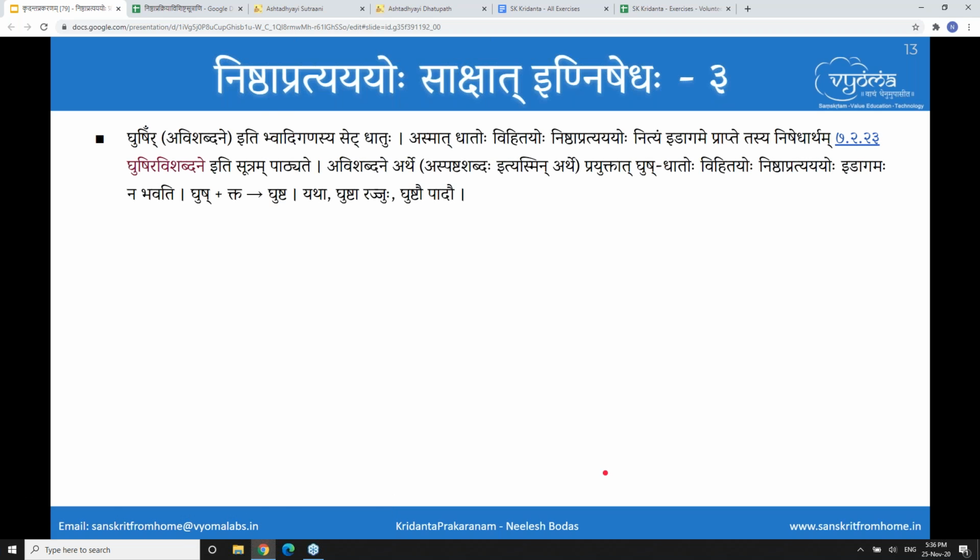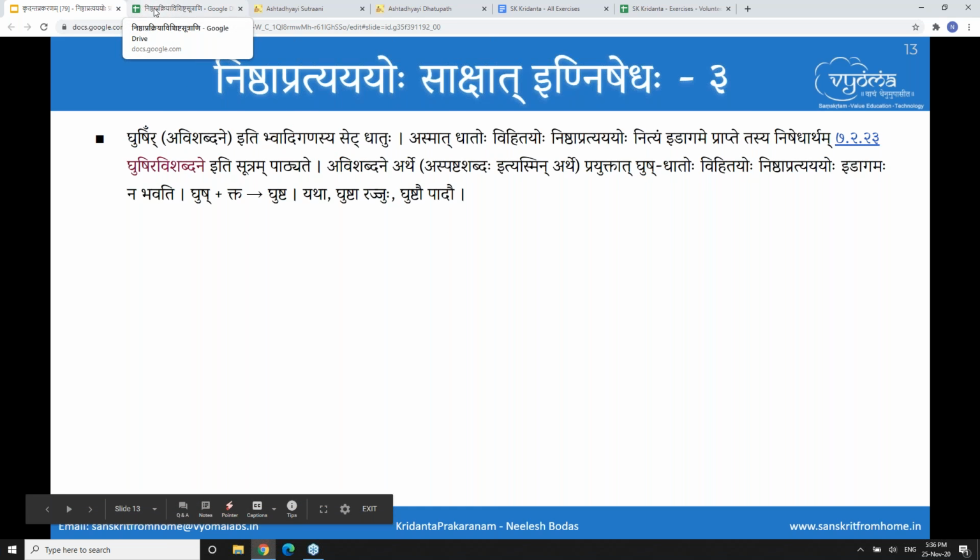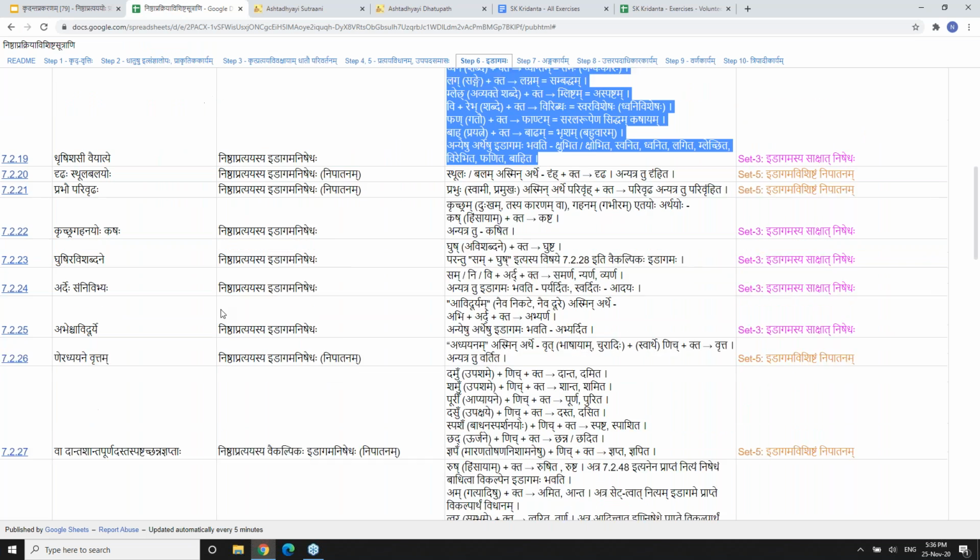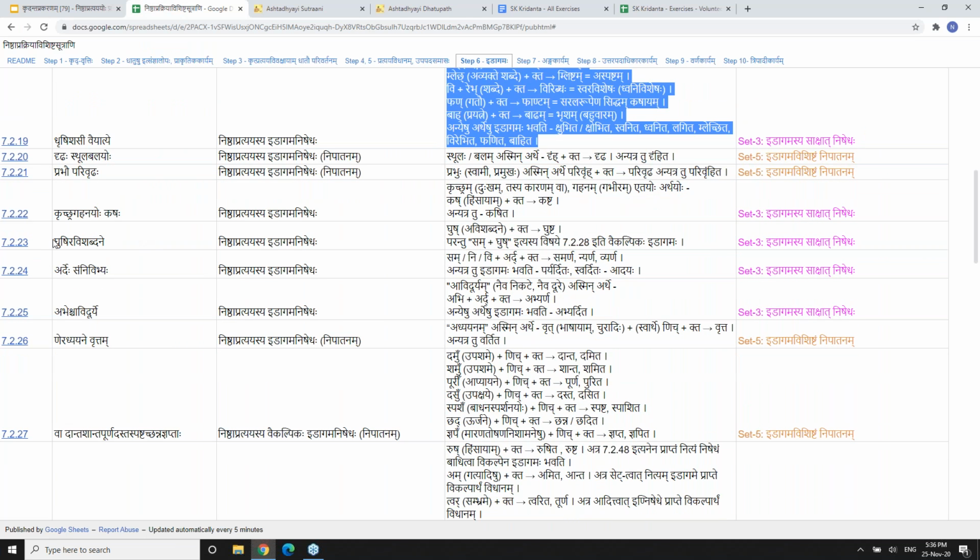Agre gacchamaha. The third sutram, this is actually the only complex sutram in today's class. Ghushir avishabdane. Somebody is making a very nice comment over here. Kashtam parantu ishtam vyakaranam. So I'm very happy to know that vyakaranam kashtam asti parantu ishtam asti. So let's go to the next one.